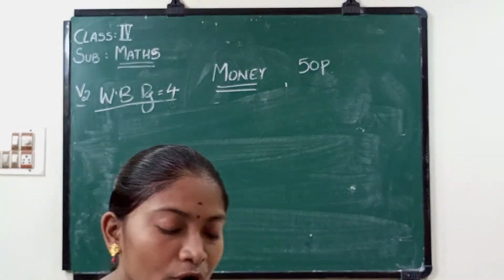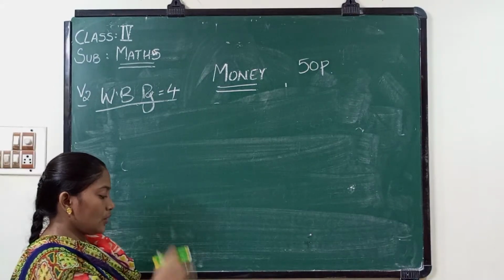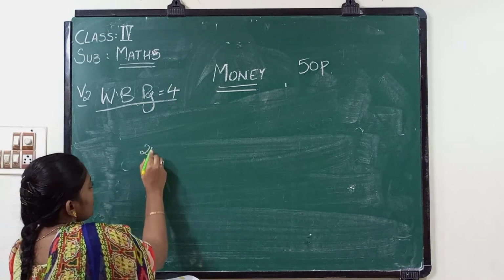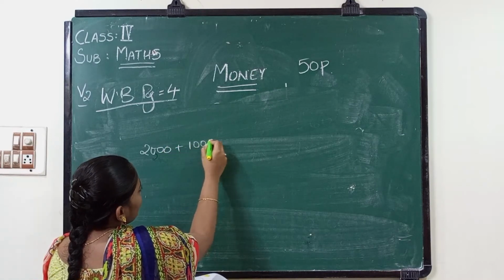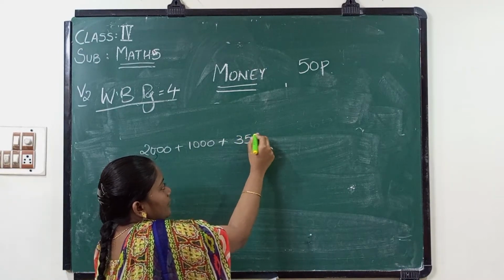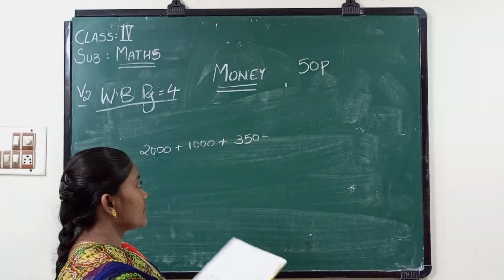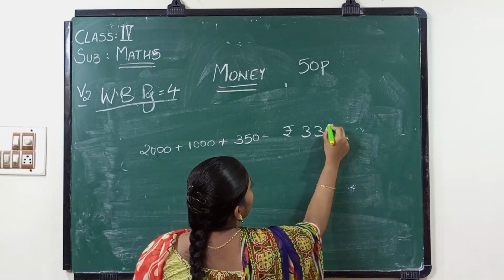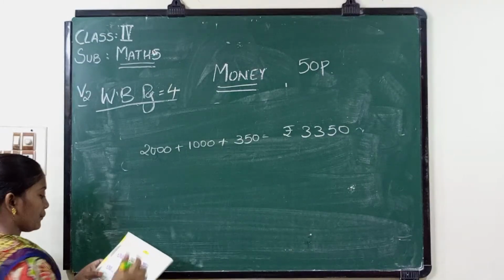Now see, all of you, what is the first one they gave? A 2000 rupee note and 500 rupees are 2. So here 2000 rupees plus 1000 plus 350 rupees. 2000 plus 1000 is 3000, and 3000 plus 350 rupees. So what we have to write? 3350 rupees.